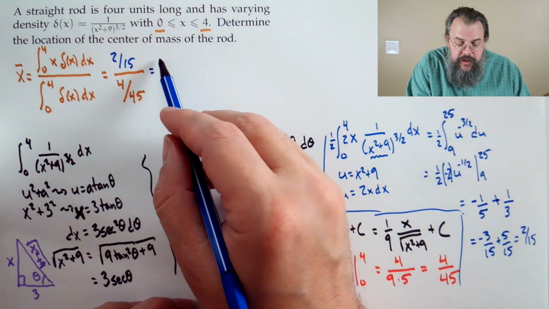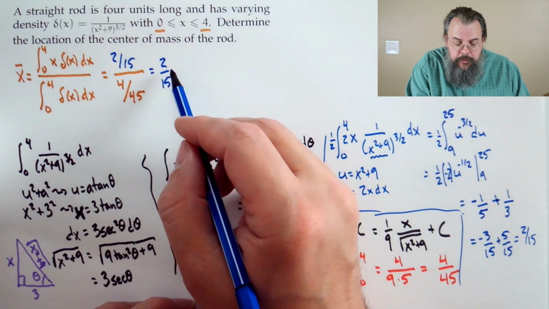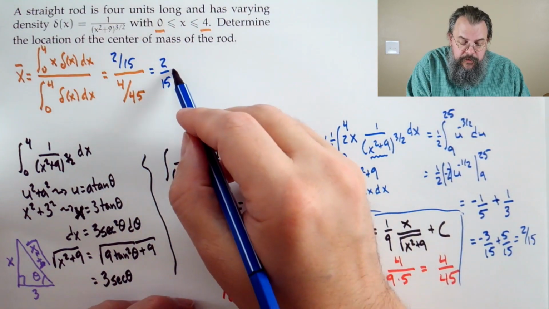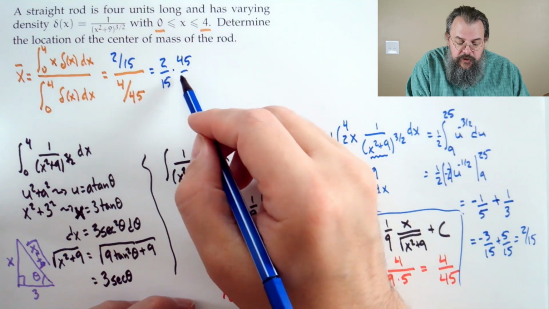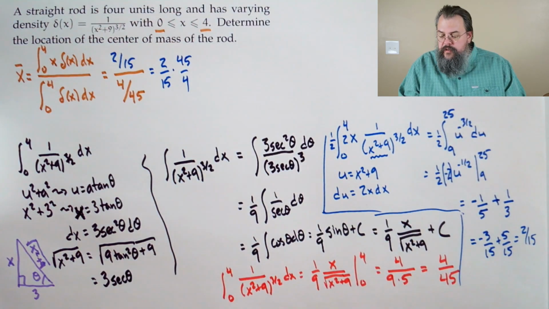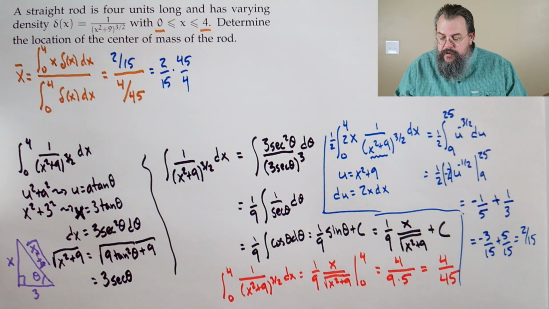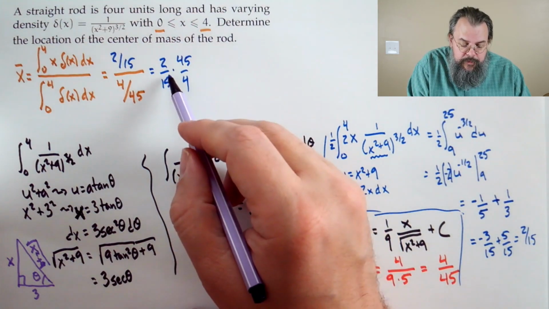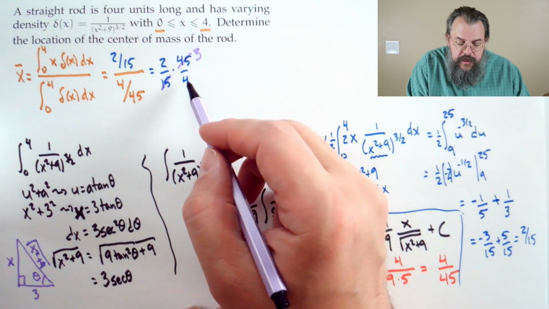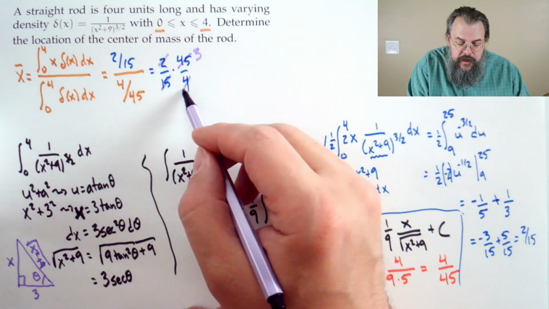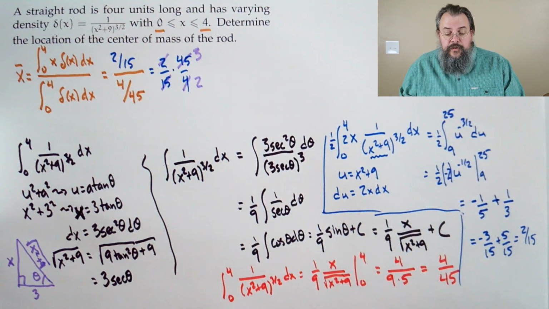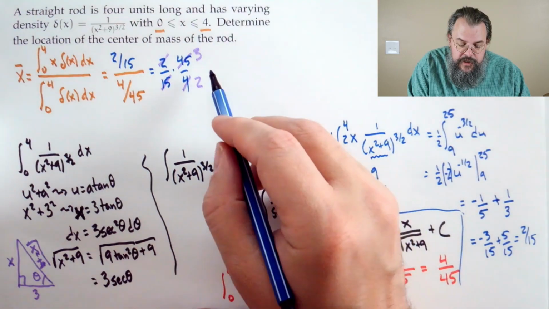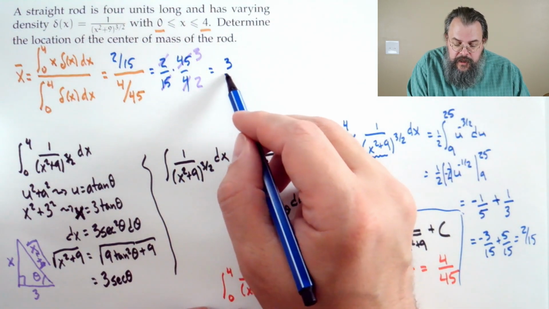Okay, so this is the same as 2 over 15. Bring the denominator up by doing a reciprocal: 45 over 4. Say, ooh, well, this is nice, because look at the 15. 15 goes into 45. Okay, that's good. That makes that a 3. And 2 goes into 4. That makes that a 2. And so we end up with an answer of 3 over 2. All right, nice.